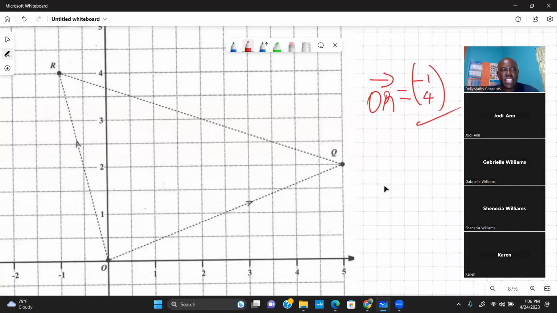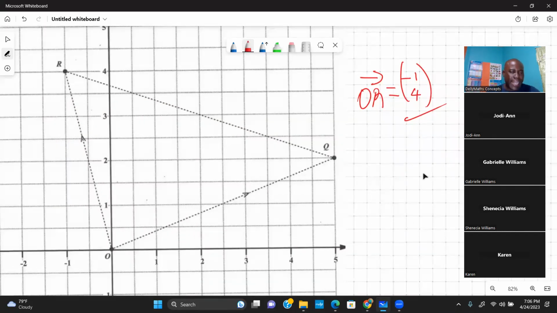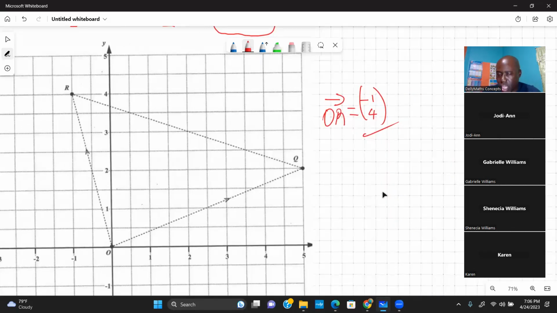Look for yourself. You're seeing Q, you're seeing R. You have every bit of information. If you're going to find the length of it, you're going to need to have the vector. So I'm going to allow you to try to find the vector QR for yourself. Remember now, let me put the coordinates because they gave it to you. They told you up there that this is 5, 2. And they told you that this is -1, 4. This is 0, 0, they call it O.